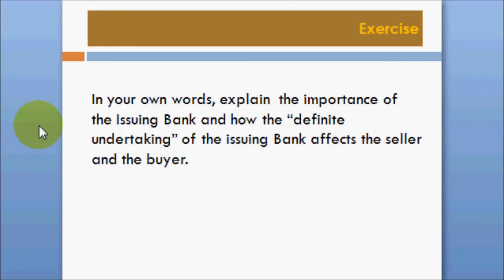Now, if you want to know or test your understanding, try answer this question. In your own words, explain the importance of the issuing bank and how the definite undertaking of the issuing bank affects the seller and the buyer.